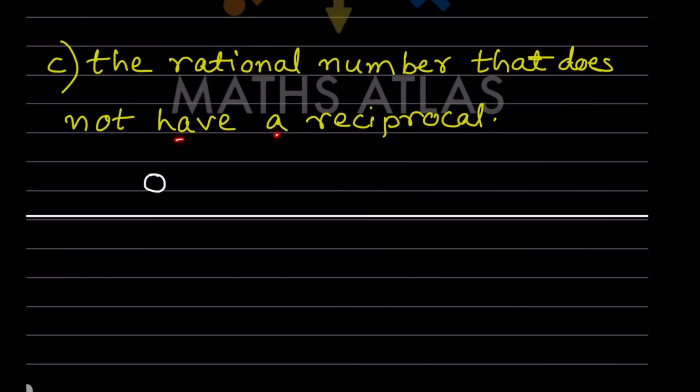The rational number that does not have a reciprocal. This does not have a reciprocal. That is going to be 0.